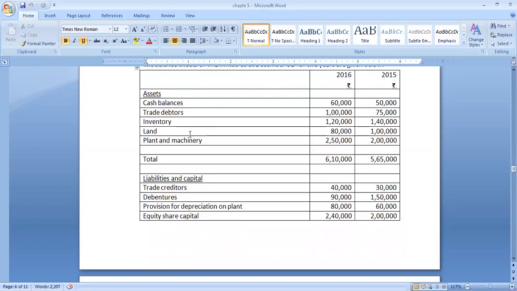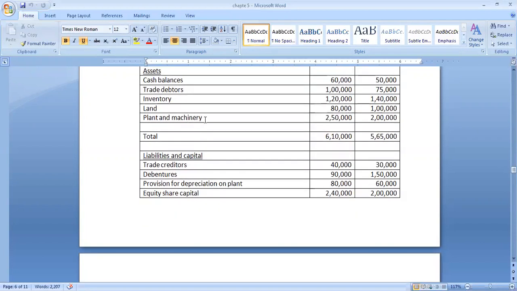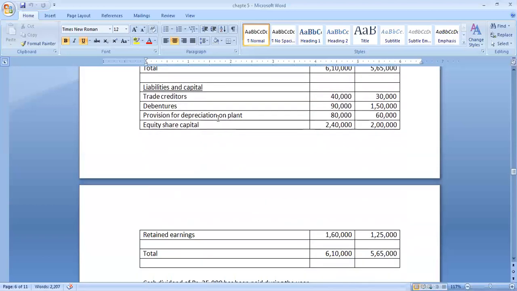Particular to the land, plant and machinery account, you need to prepare a separate account for the fixed assets in order to find out whether it is a purchase, or any depreciation, or any sales out of it. So you need to prepare a separate fixed assets account even though the adjustment is not given. Then liabilities and capital: trade creditors. Increase or decrease of the current liability will be taken into consideration in the case of operating activity.